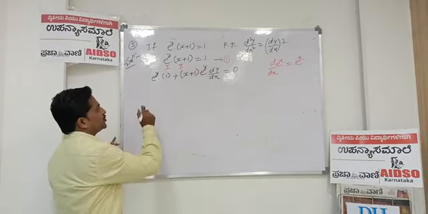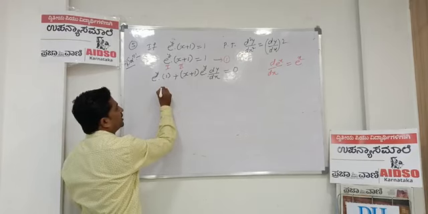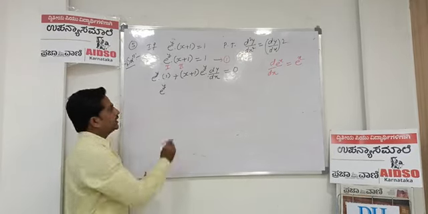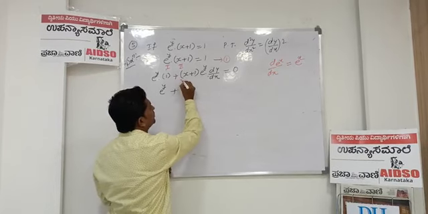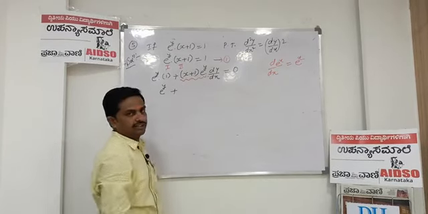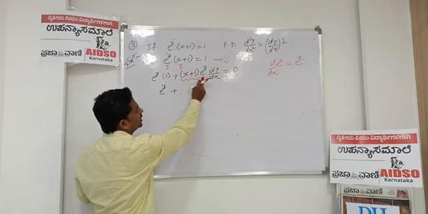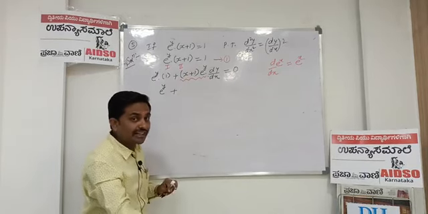In the very next step, e raised to y into 1 is equal to e raised to y, plus as it is. Now, in place of x plus 1 e raised to y, in place of x plus 1 e raised to y, what can we substitute?